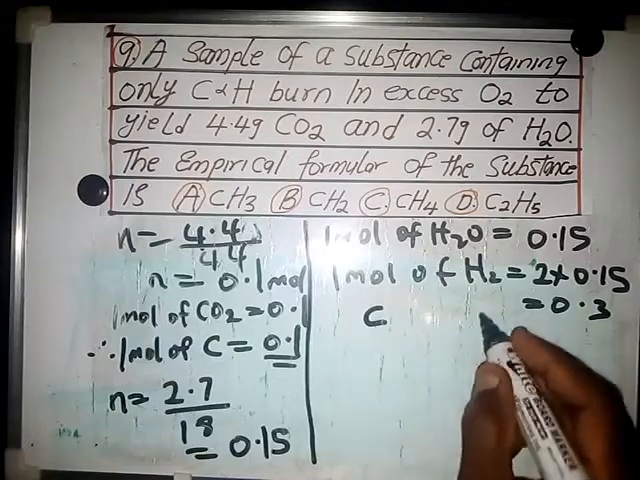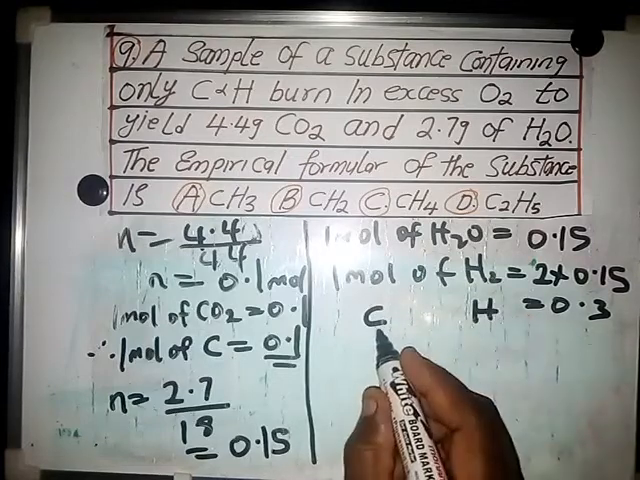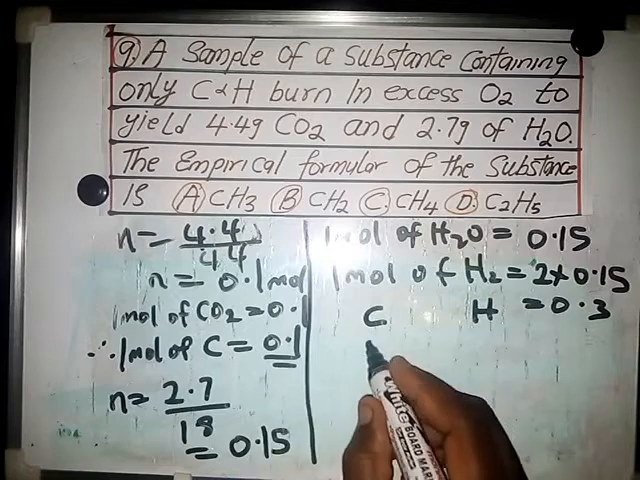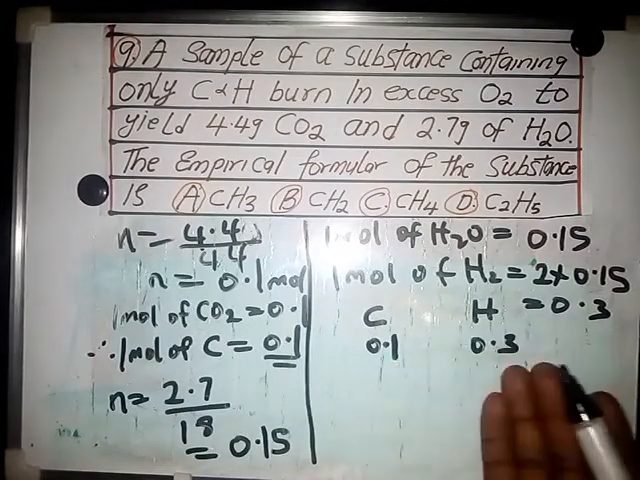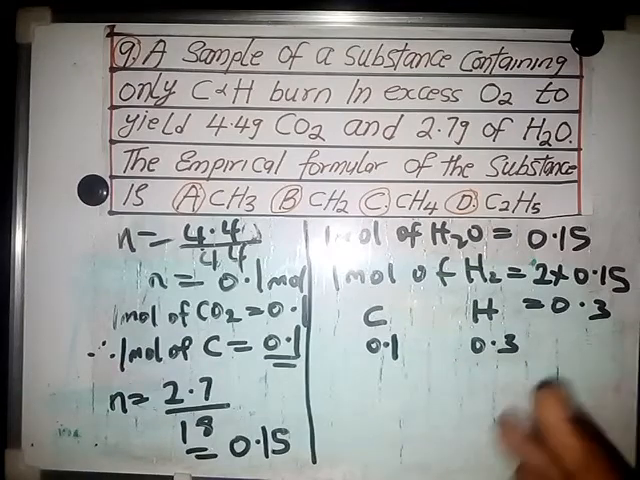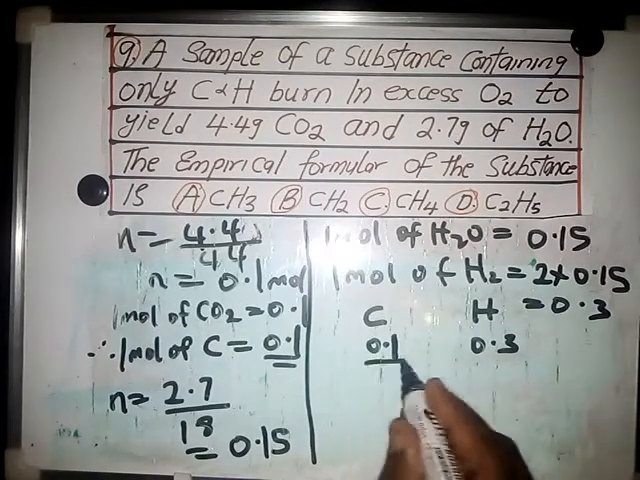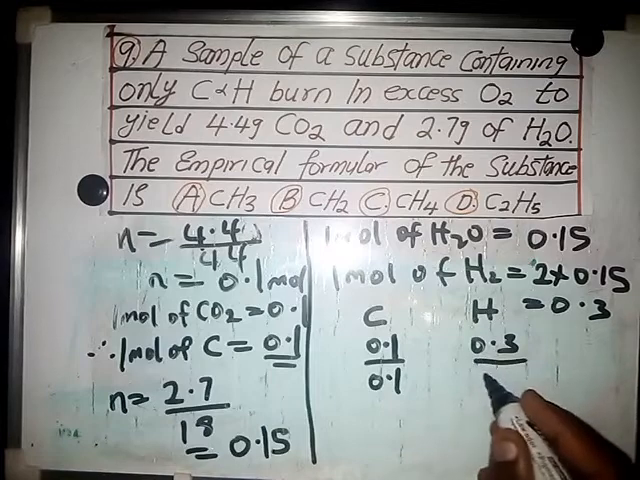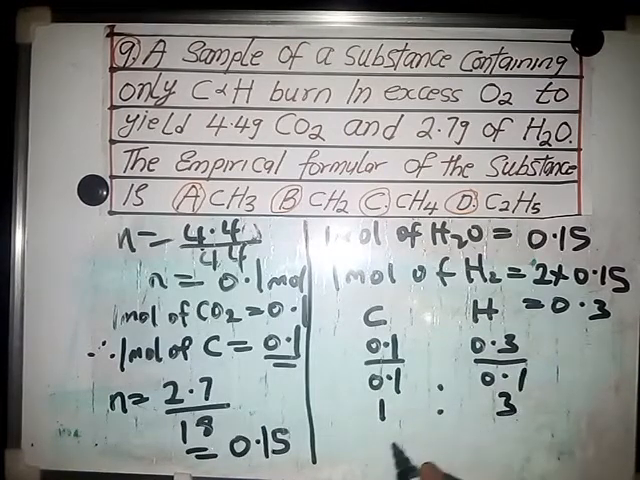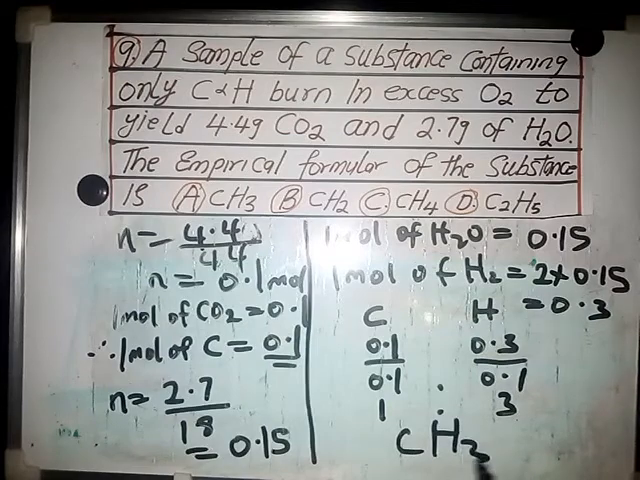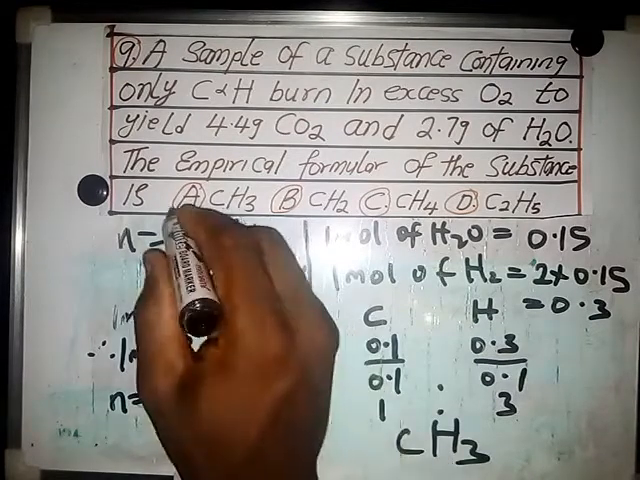So C from here is 0.1, H 0.3. As usual, you divide by the smallest. We want it in whole number. 0.1 over 0.1, so you get 1, you get 3. That's CH3. Your answer should be A.